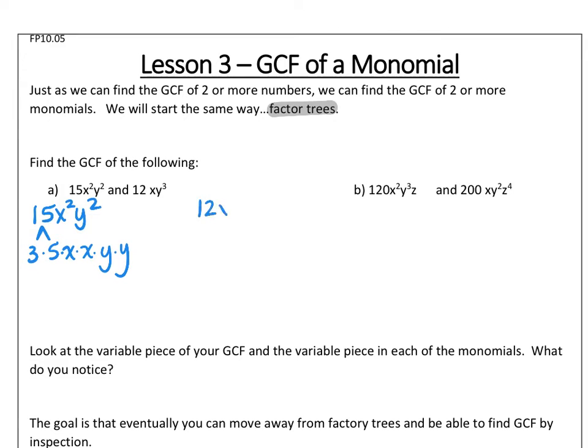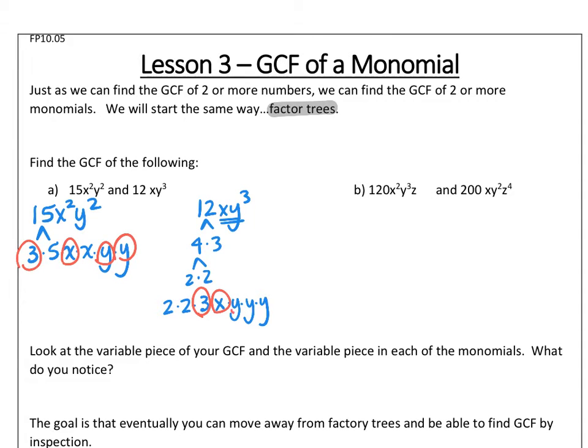And if I have 12xy cubed, this is 4 times 3, which is 2 times 2. So this becomes 2 times 2 times 3. And then if I expand out my letters, I have x and y, y, y. And then I do it the same way. What's common to both of them? So 3 and x and 2 y's. So my GCF of these two terms is 3xy squared when I look at what's common there, okay?